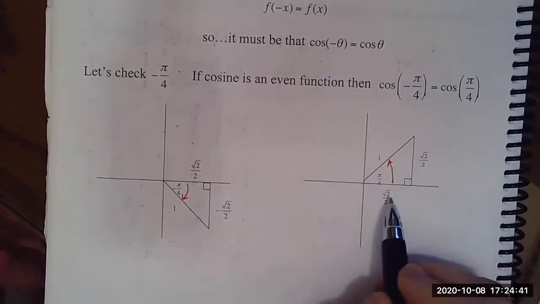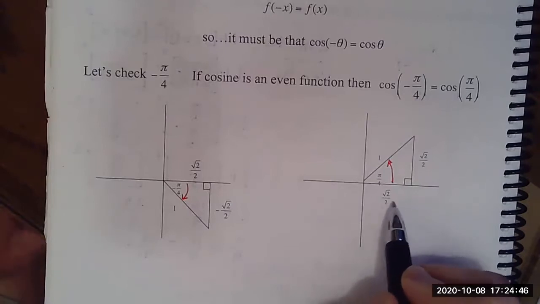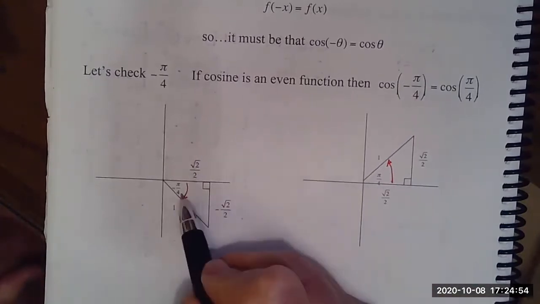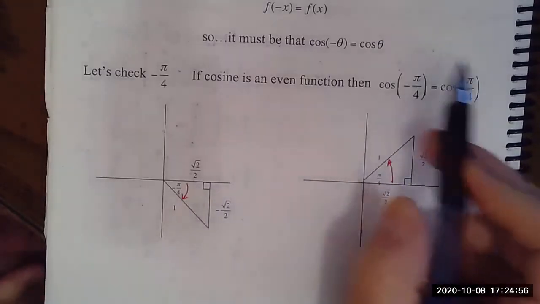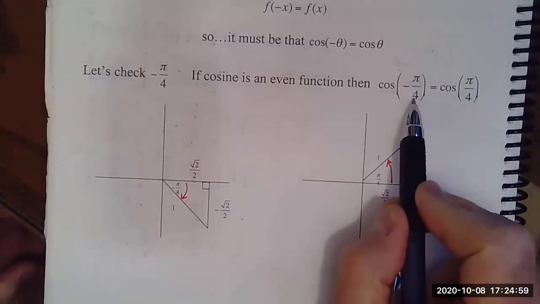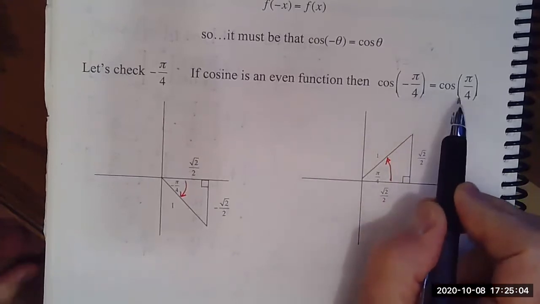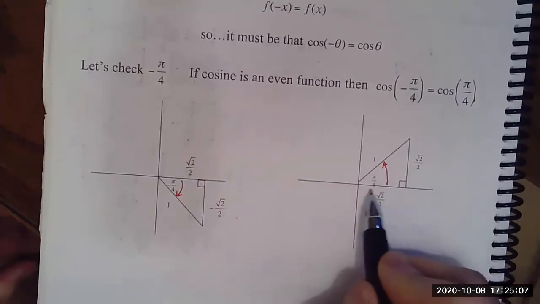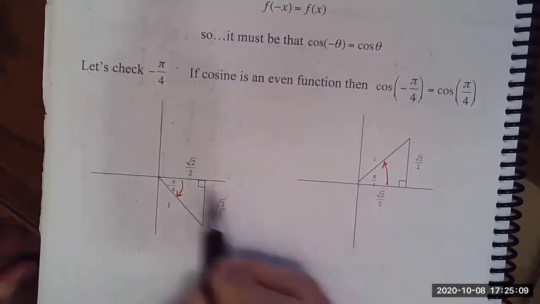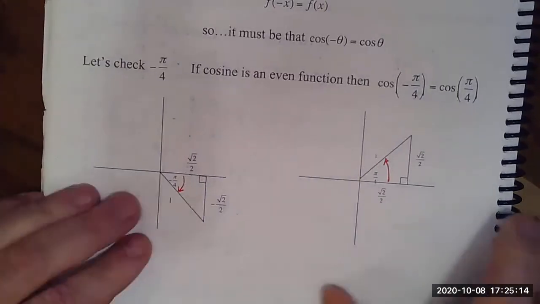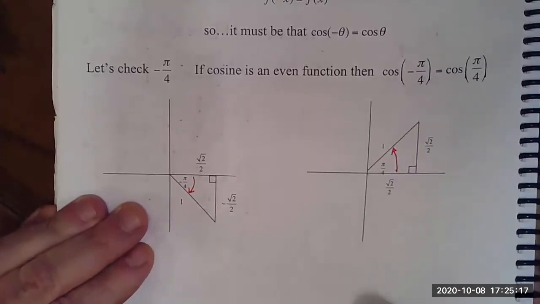Okay, so if I let x be root 2 over 2, if I let the angle be pi over 4 and the opposite of pi over 4, then the result, which is the cosine of negative pi over 4 and pi over 4, turns out to be the x value. So here's the x value right here, and there's the x. You get the same output, which is the x values. That's just a demonstration of those being even functions.